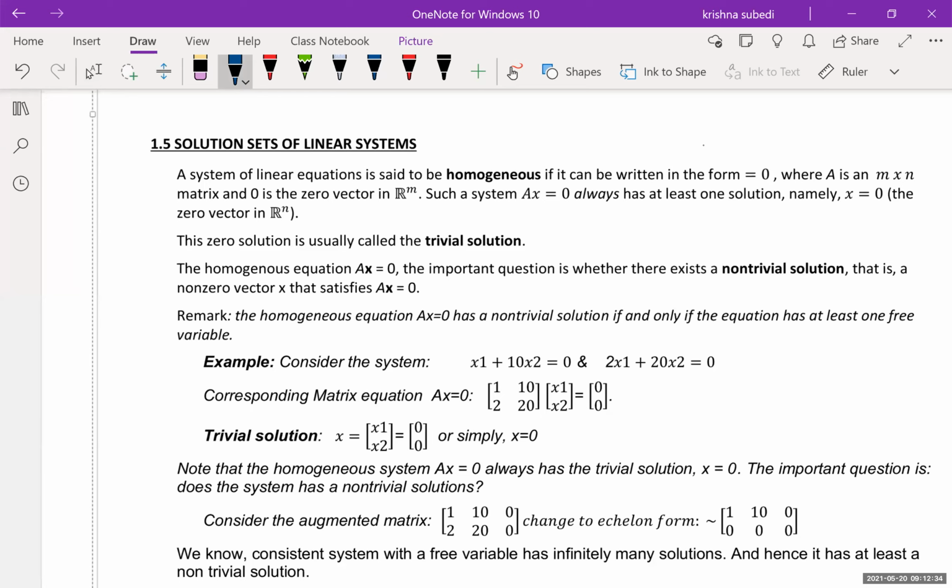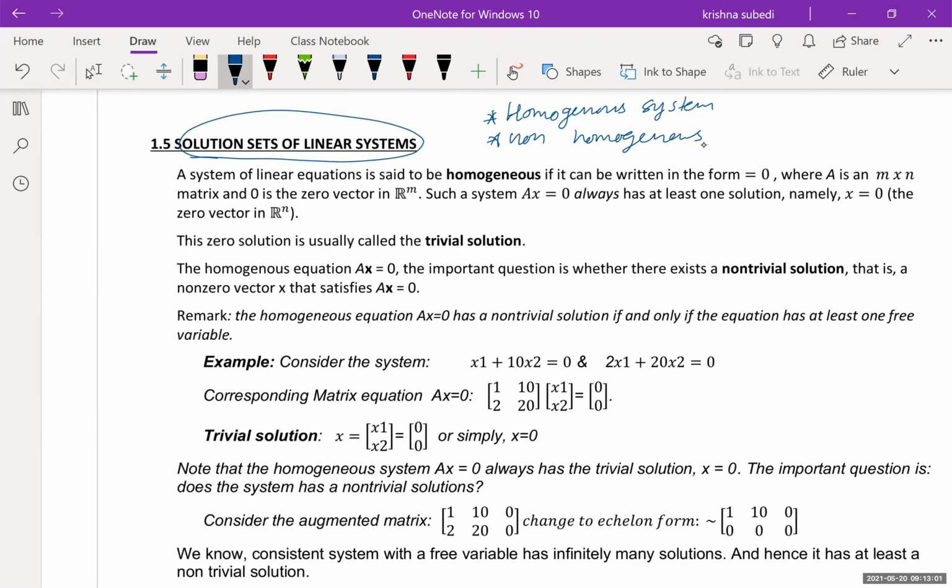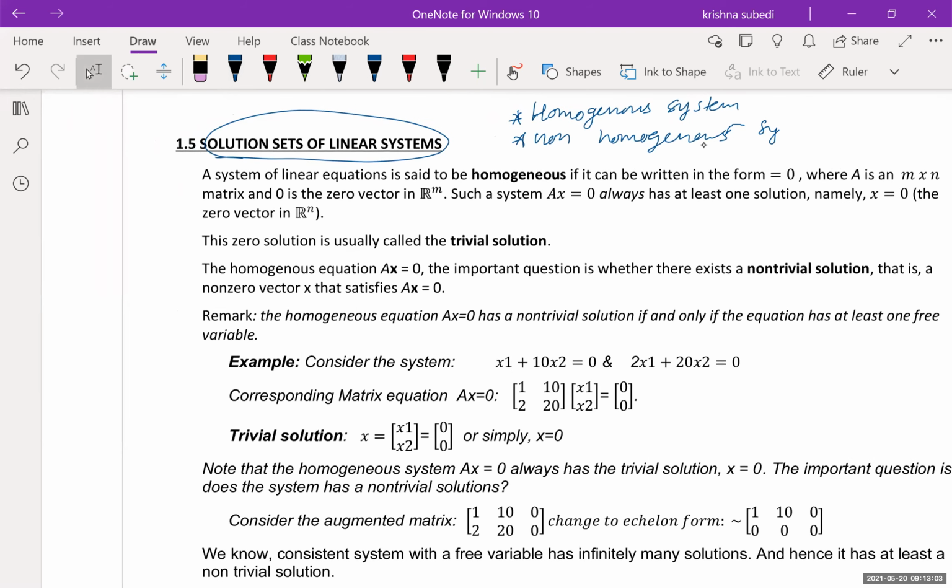So in today's lesson, we will focus our attention on solution sets of linear systems. So basically, we will be talking about homogeneous systems and non-homogeneous systems. Okay, and then we'll look at the properties of these two kinds of systems.